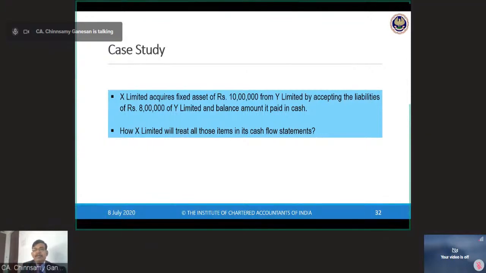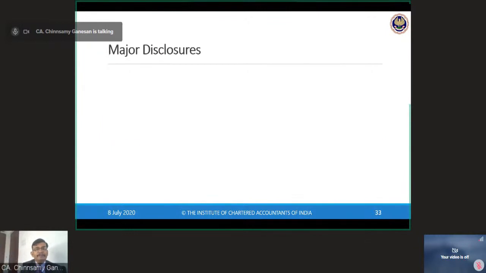The example could be Y Limited is having land and buildings, and it has taken a bank loan for that. We are taking over the land and buildings along with the bank loan. So 10 lakhs is the value of the land and buildings. So I will debit fixed assets 10 lakhs, credit bank loan 8 lakh rupees, and 2 lakh rupees I will pay out of my bank balance. So that 2 lakh rupees will be shown as my cash outflow and the narrative will be explained as part of the notes on accounts.